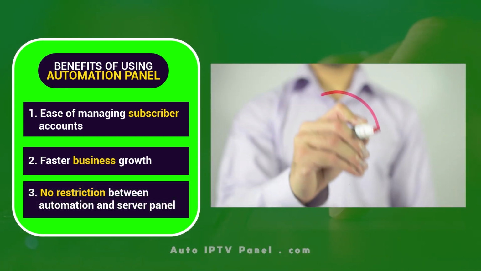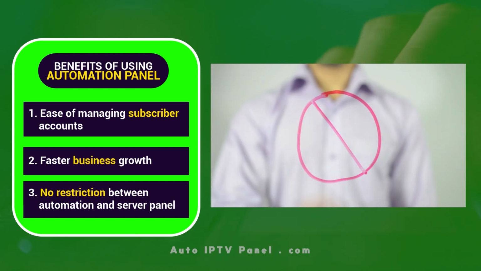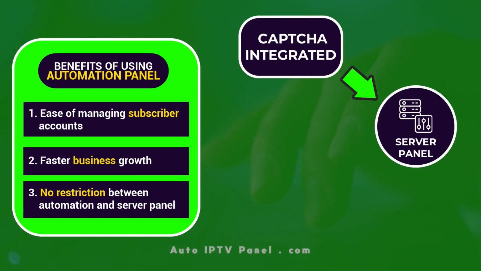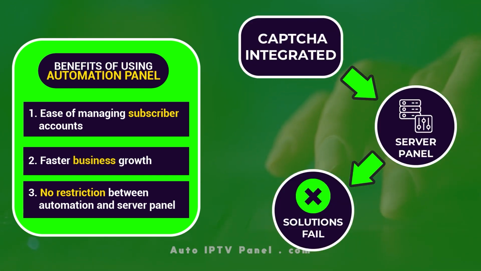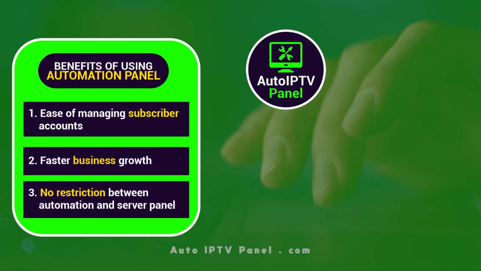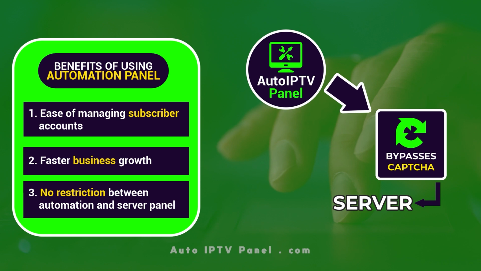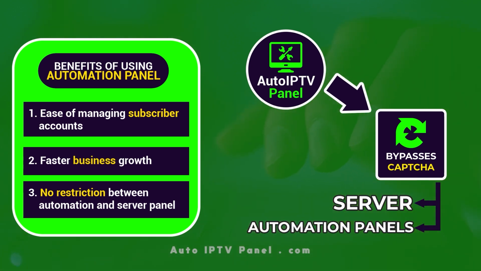No restriction between automation and server panel. Other automation services lack the Google CAPTCHA bypass function. That means the solutions fail when CAPTCHA is integrated into the server panel. This automation panel bypasses CAPTCHA, allowing straightforward access between the server and automation panels.